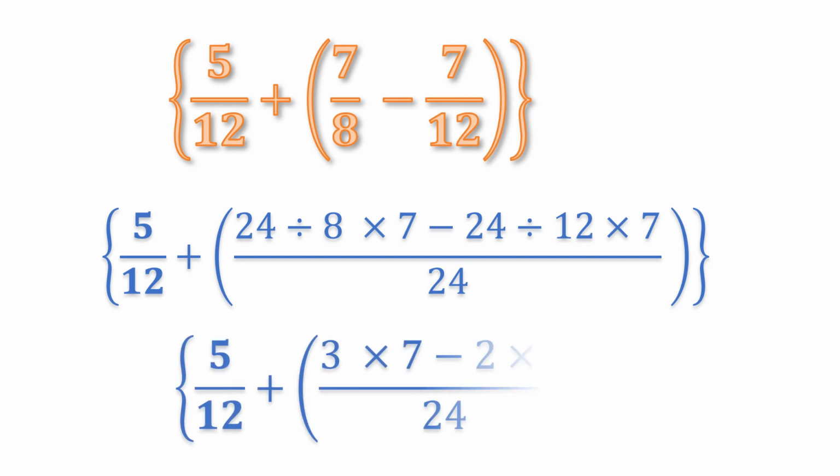Now let us do the steps inside the bracket. Following the BODMAS rule, we can see we have to do the division first and then the multiplication. So we have done the division first. 24 divided by 8, it is 3. Multiplication sign and 7 is kept as it is, minus 24 divided by 12, it comes 2. Again multiplication sign and 7 is kept as it is. Here the denominator is 24 and 5 over 12, the plus sign and all the other brackets are kept as they are.